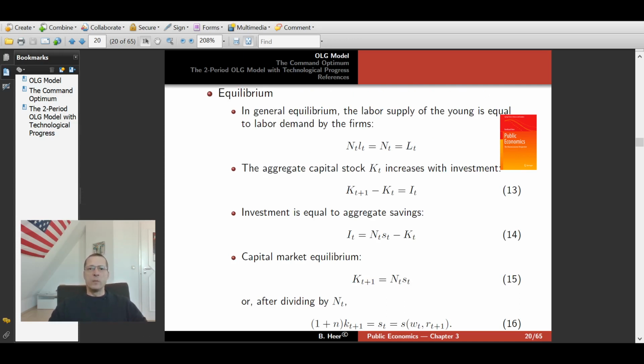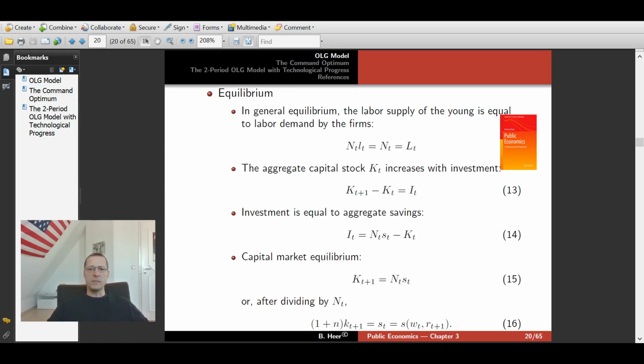So in general equilibrium here, the labor supply, the number of workers N times labor supply, which is equal to 1, is equal to aggregate labor demand, uppercase L. We also have that investment is equal to the increase in the capital stock, so we neglect any depreciation here. We will consider this later.